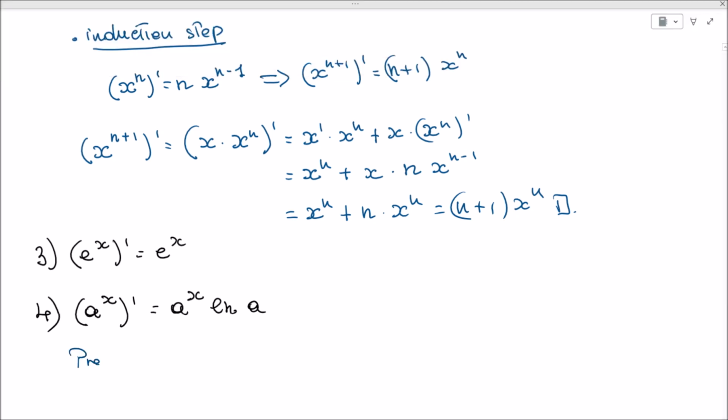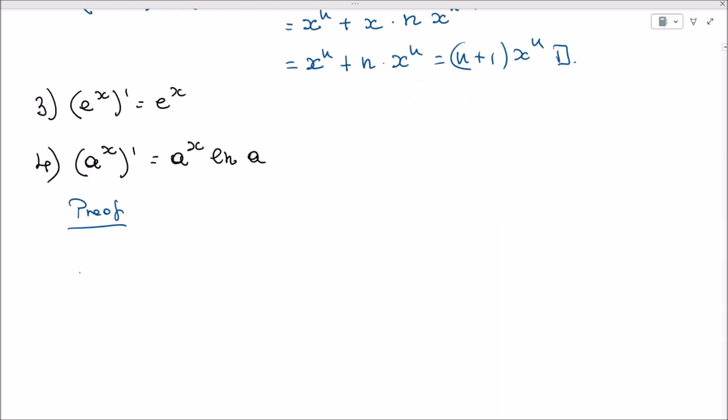And we'll prove this now. Proof. Now, what we have to do is find the derivative of a to the x. Okay? We can rewrite a to the x as follows: e to the logarithm of a, all to the x. Yeah, this is pretty much the same. And by using the properties of the logarithm, this becomes e to the x times the logarithm of a, all this prime.